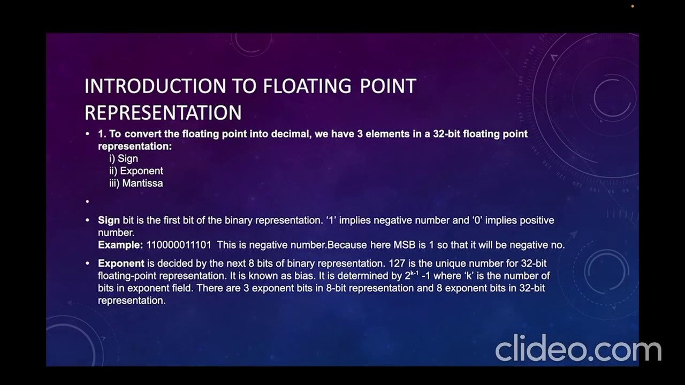First, Single Precision IEEE 754 Floating Point Standard. Second, Double Precision IEEE 754 Floating Point Standard. Floating point representation: now the floating point is represented in three parts. The first part is the sign part, the second is the exponent, and the third is the mantissa.